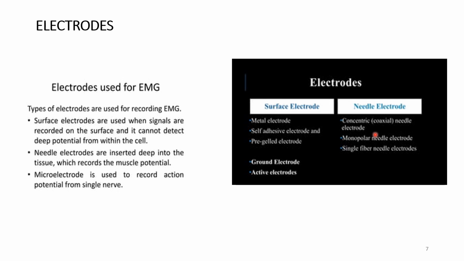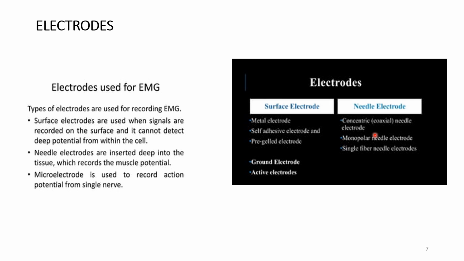Okay, so it consists of an insulated stainless steel hypodermic needle. So we have a hypodermic needle, which is made up of stainless steel and insulated also, and which contains an insulated fine wire in its barrel. The wire and the needle have bared tips, so the tips are not insulated.